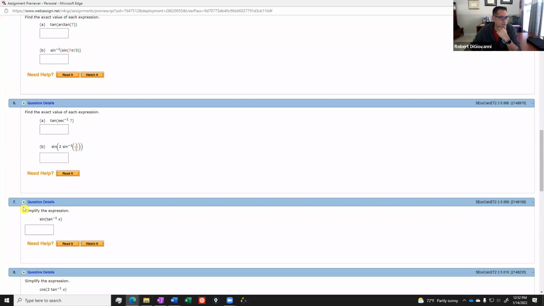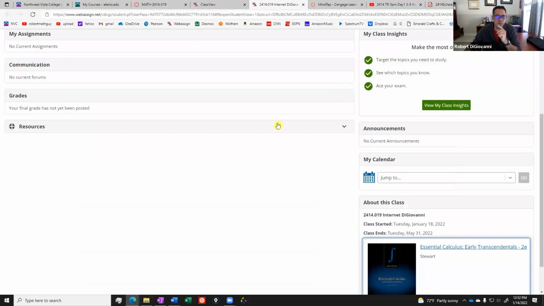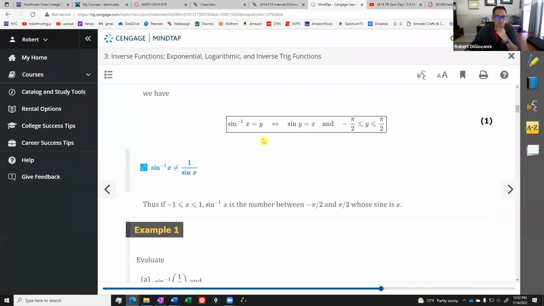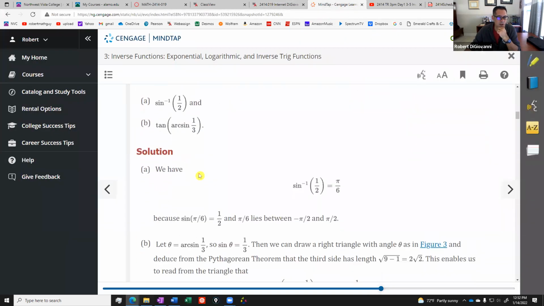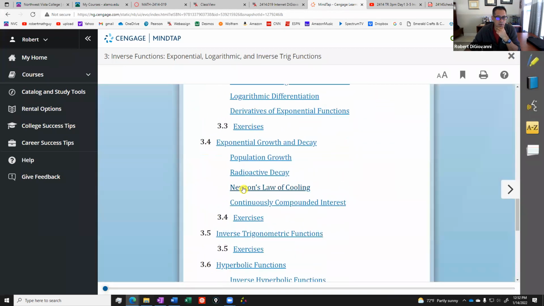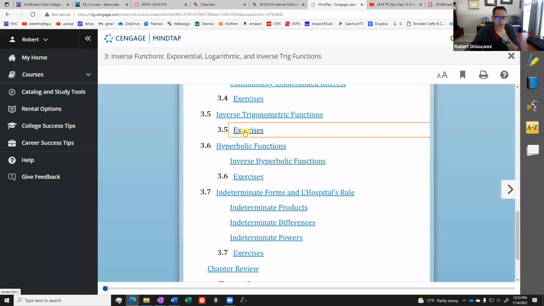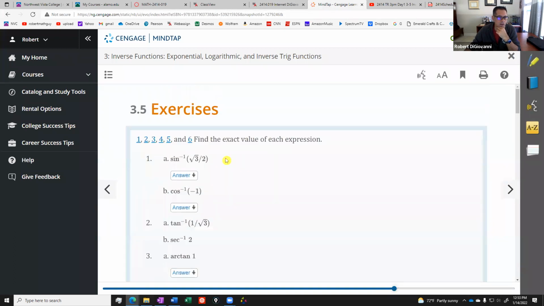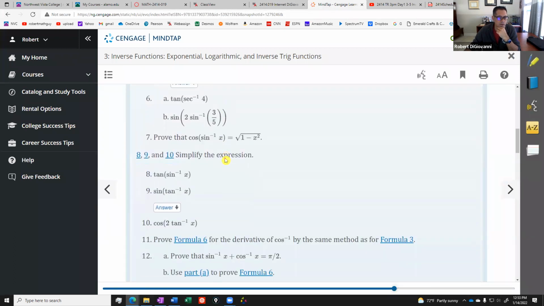So you're working on number 7, trying to simplify this expression. If you look at 3.5.09, this 09 means this is number 9 from the textbook. So I'm going to go back to that textbook, go to the exercises here, and 3.5. If I go to number 9, it should look like this.